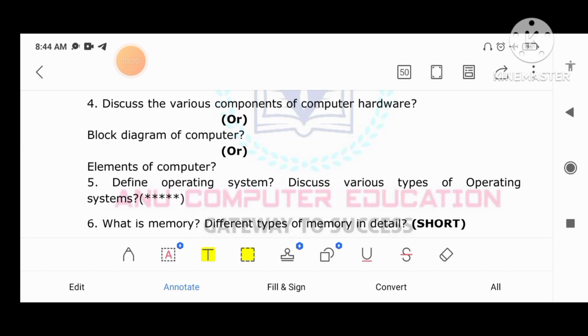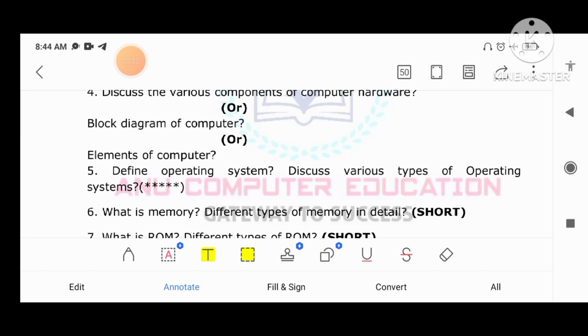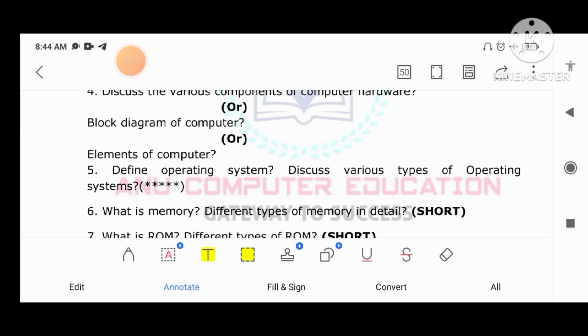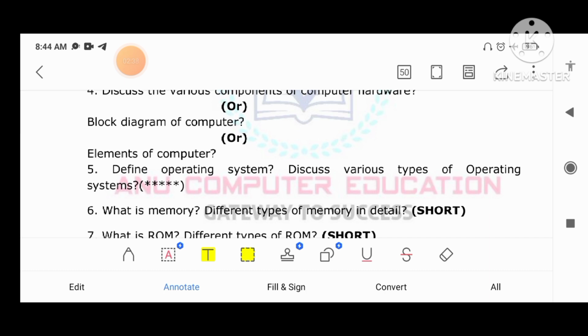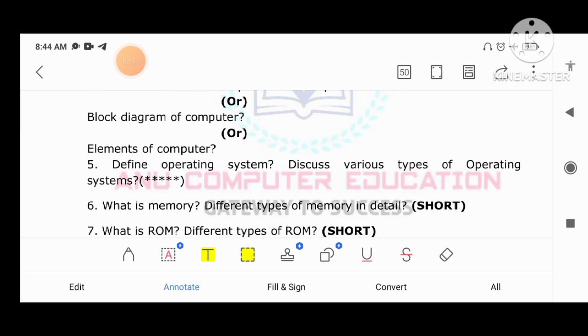Next, what is memory? This is a short question you can expect. A memory is nothing but a storage area where we can store some data in the form of audio, video, or any format. In general, computer memories are classified into two types: primary memory and secondary memory. So you have to write about the primary and secondary memory.